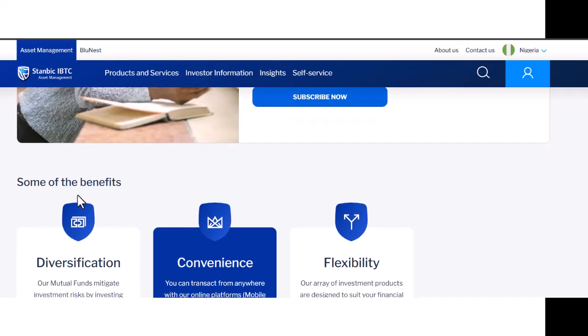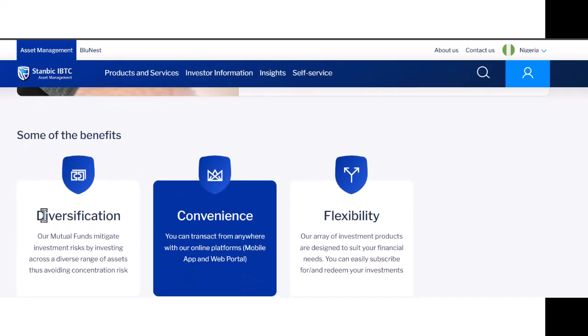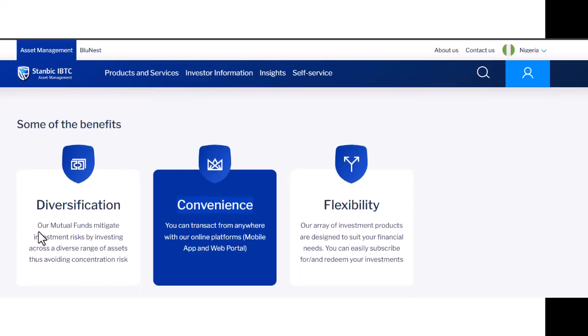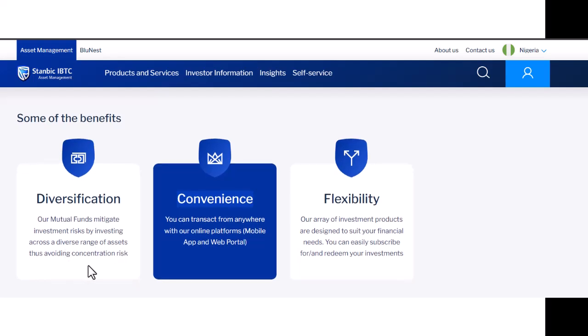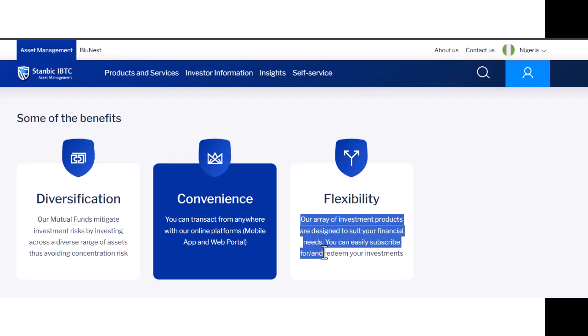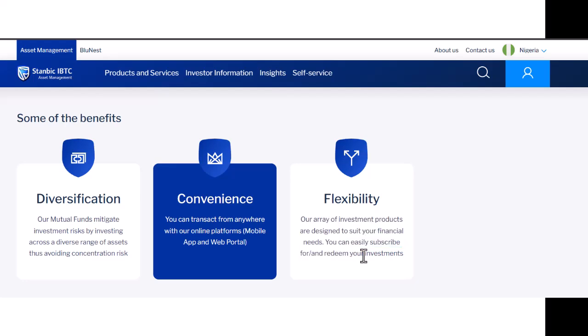So some of the benefits are these: diversification, convenience, and flexibility. For diversification, our mutual fund mitigates investment risk by investing across a diverse range of assets, thus avoiding concentration risk. For the convenience, you can transact from anywhere with our online platform, mobile app, and web portal. And for the flexibility, our array of investment products are designed to suit your financial needs. You can easily subscribe for and redeem your investment, right?